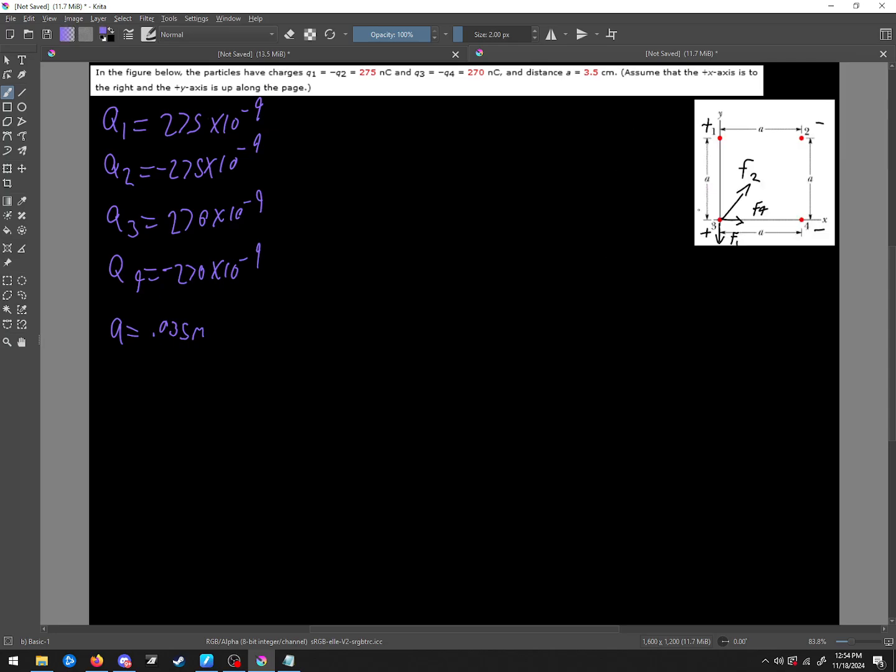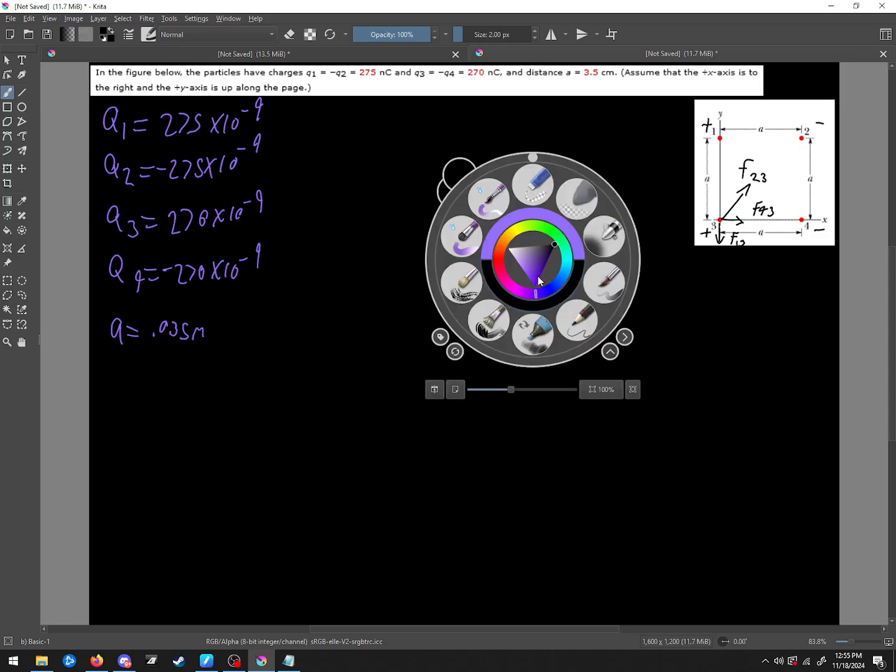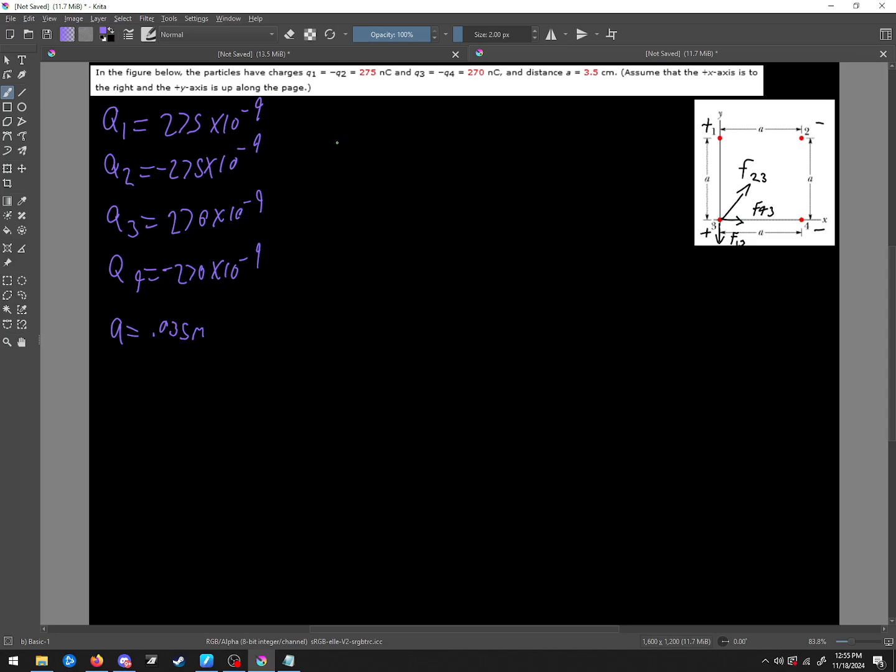Okay. So now with these, this is going to be the Coulomb's law thing, so actually we can call this F1,3, F4,3, and F2,3 to be even more exact. So now let's write F. Let's do F1,3. And then let's find F4,3. And then lastly, let's find F2,3.